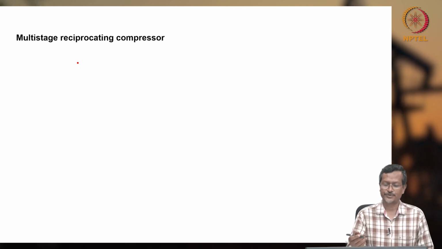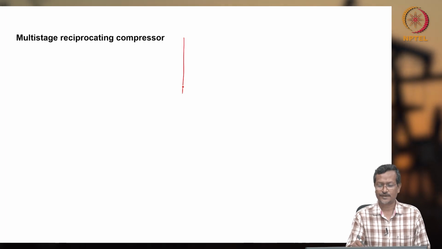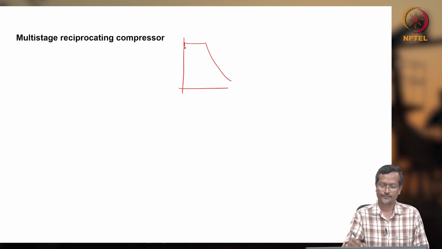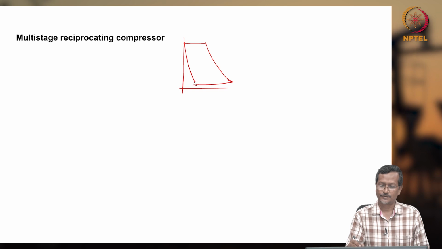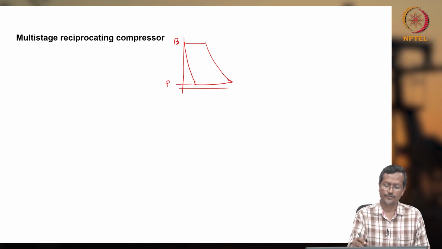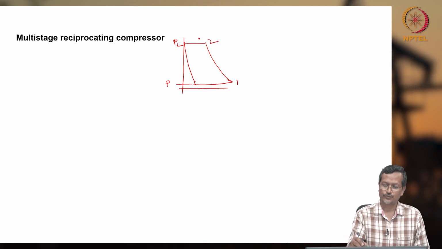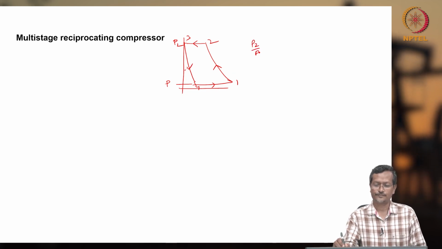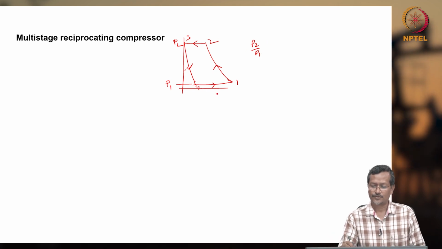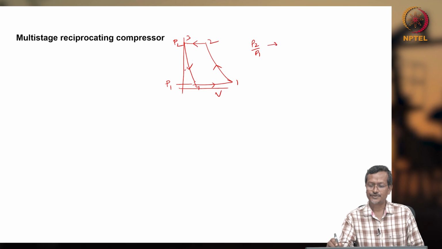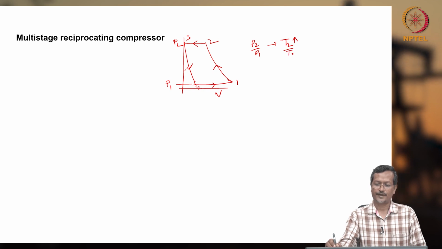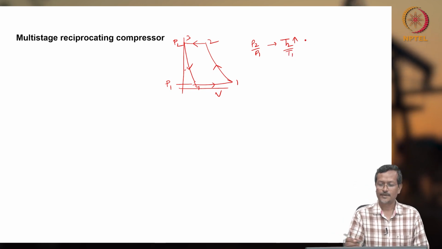When we are talking about a multi-stage compressor, what is a multi-stage compressor? If you are compressing using a single stage, P1, P2, points 1, 2, 3, 4, what is happening because of the high pressure? Your temperature will be very high, and the temperature rise T2 by T1 will be very high. So what do you do? You create multiple stages.